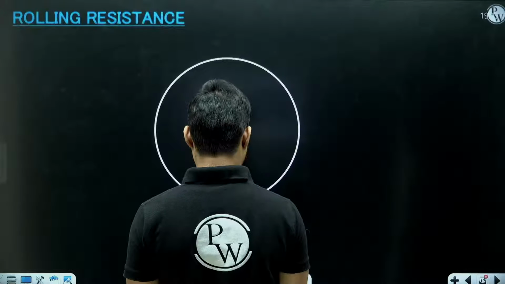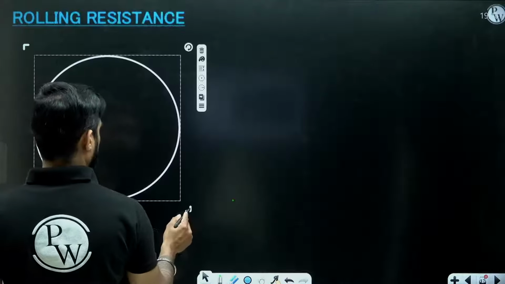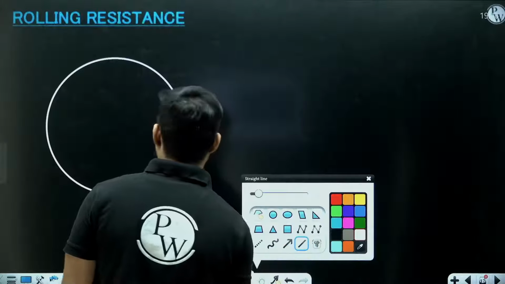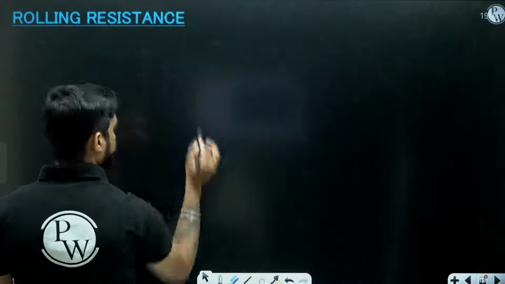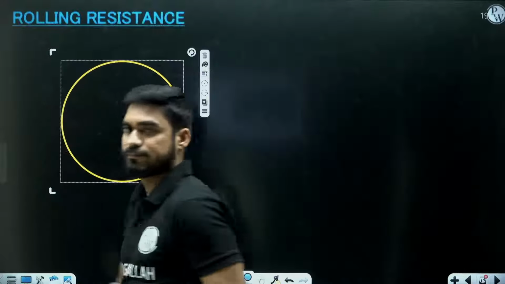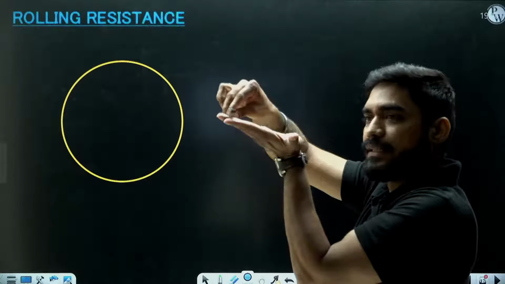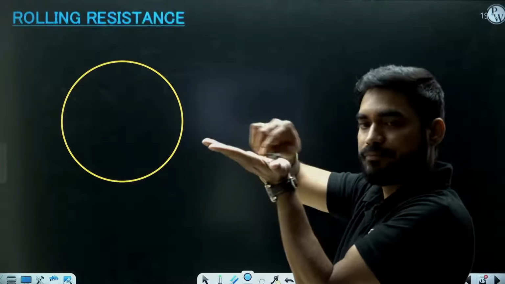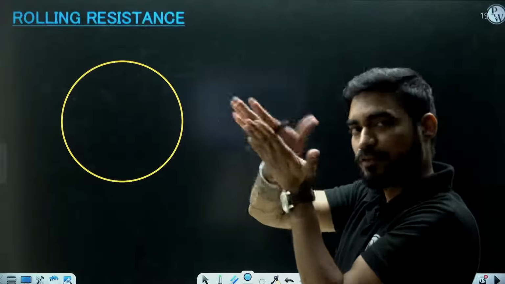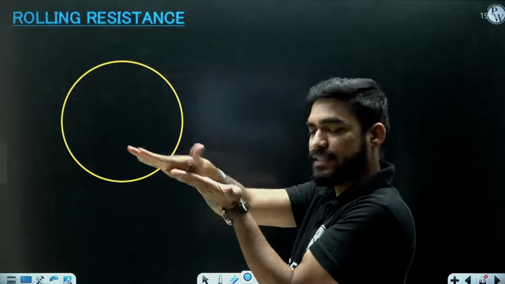Now understand. What do we mean by rolling, beta? What do we mean by rolling? What is rolling? If this is a cylindrical body, if I am moving it like this, this is sliding. But if I am moving it like this, then this is rolling. If it is moving like this, it is sliding. And if it is moving like this, it is rolling.